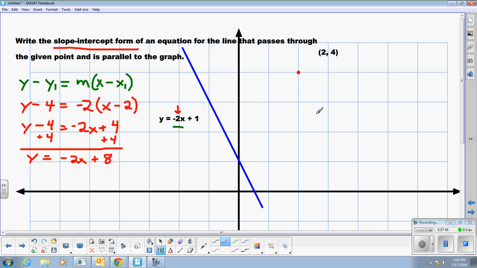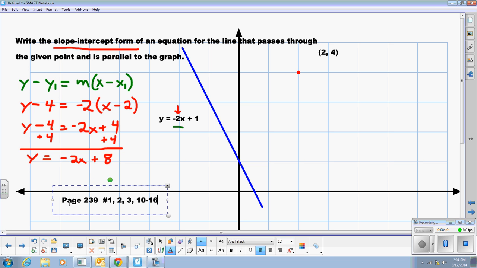So what we're going to do is this. I'll type up a little list here for you for your assignment. From page 239, we're going to do numbers 1, 2, 3, and 10 through 16.